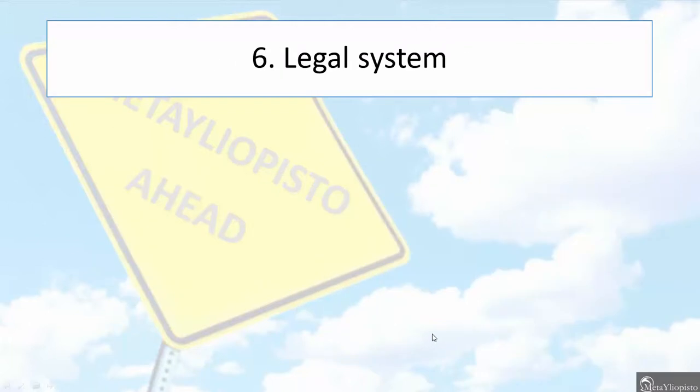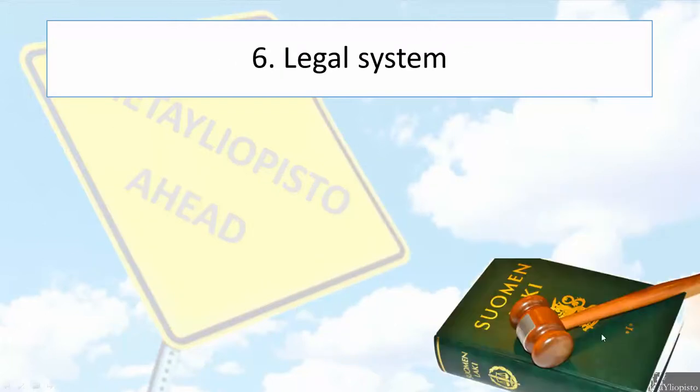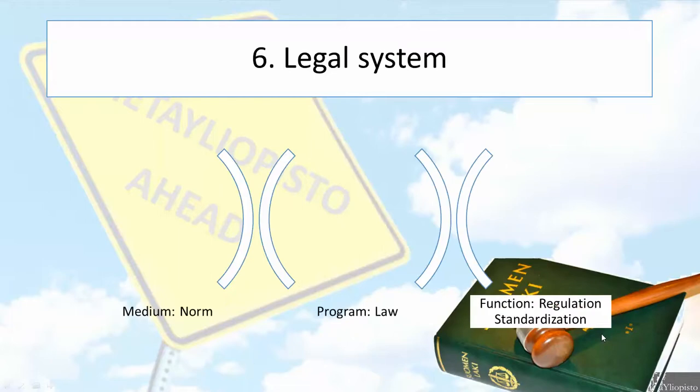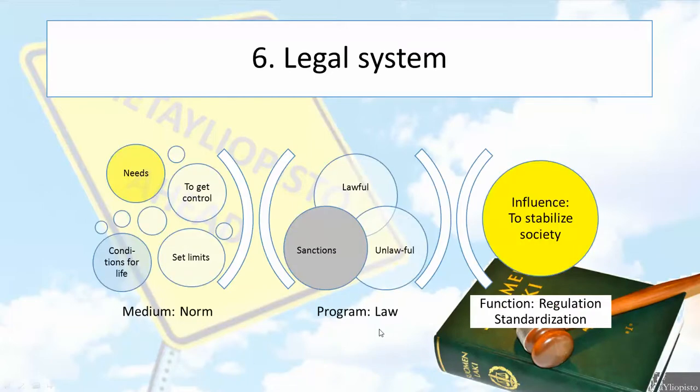Then the legal system. There is Finnish law, and how does it work? The medium is law, the program is law, and the function is to regulate and standardize. The influence is how to stabilize society, and there is the logic.